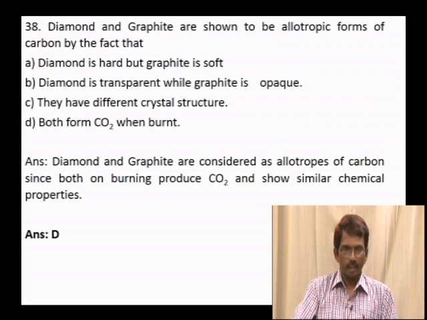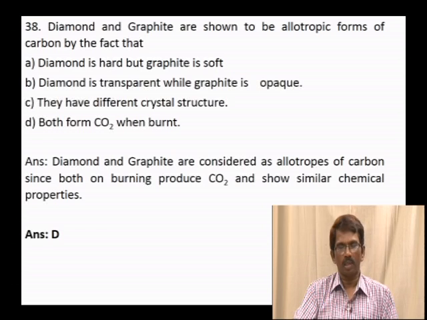The question number 38, the diamond and graphite are shown to be the allotropic forms of carbon by the fact that diamond is hard but graphite is soft. Normally the allotropic forms are different physical forms of the same element, but the similarity in chemical properties. Diamond is transparent while graphite is opaque. This in no way is the correct answer. They have different crystal structures.